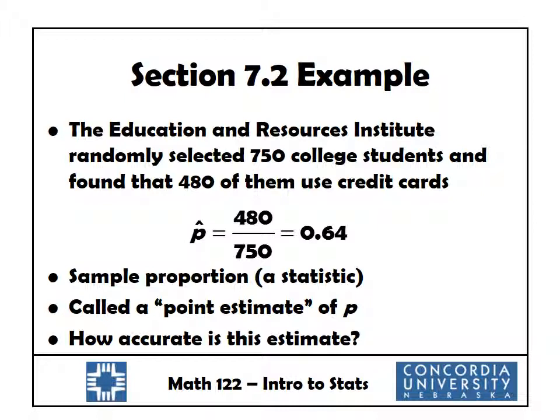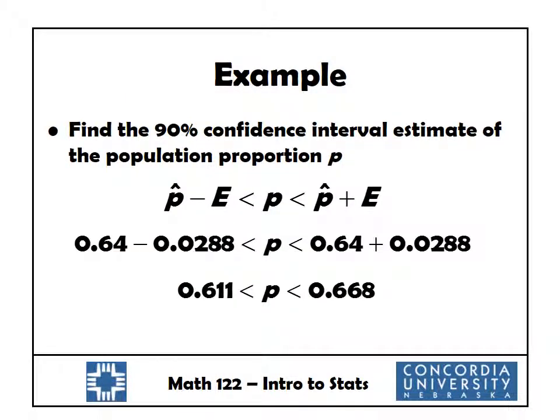And so we mentioned in 7.2 that whenever we estimate something, we want to get some measure of just how accurate that estimate is. And so we measured its accuracy by constructing a margin of error E, and then using that margin of error, we constructed a confidence interval estimate of P. And so here was our final result. I won't go through all the details of how we did that. In the end, we let the calculator do all the work. But there was our confidence interval estimate of P.